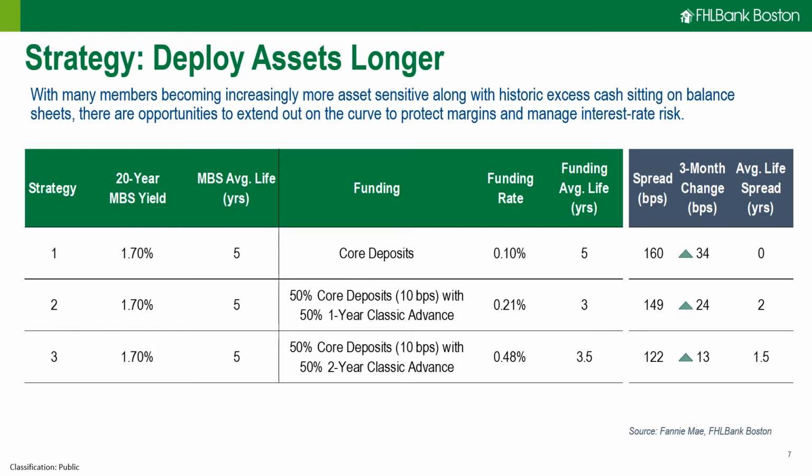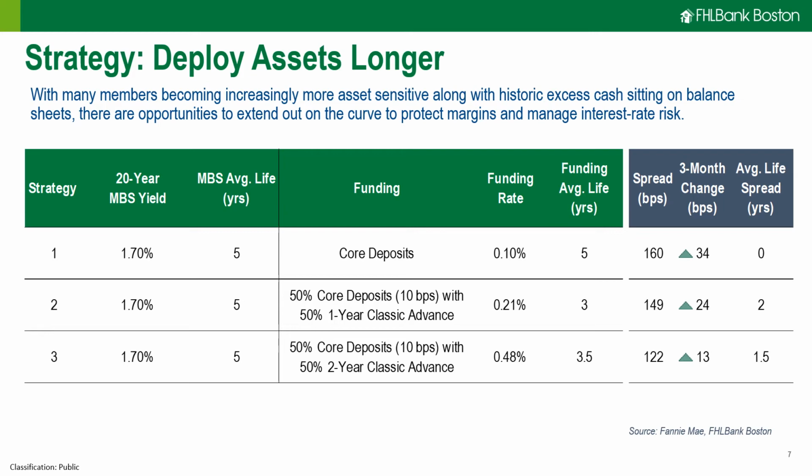So the second example here is looking at 50% core deposits at 10 basis points and 50% 1-year classic advance, which gets you to an all-in funding cost of 21 basis points with an average life of 3 years. So spread is 149 basis points, and your average life spread here is 2 years. So you're taking a little bit of interest rate risk, but depending on what your ALM is showing right now, you may be able to extend assets quite a bit and still be super asset sensitive.